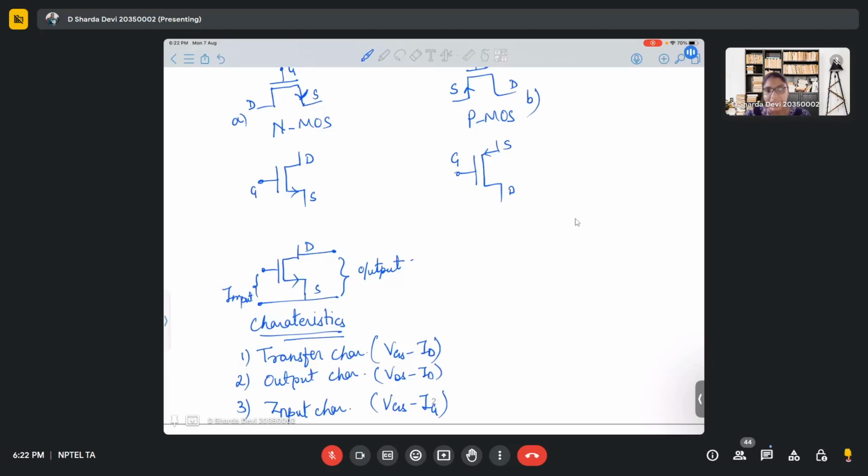So please keep this in mind. You will always have 3 characteristics in case of MOSFET, but it's just that the input characteristics doesn't give you any information. So that's why it is neglected. But there is always a characteristic for input as well.